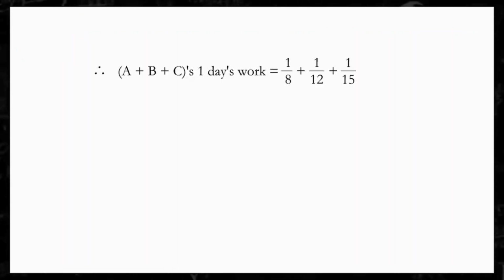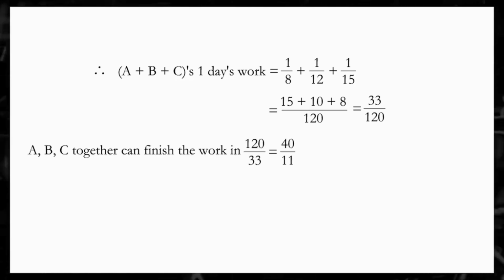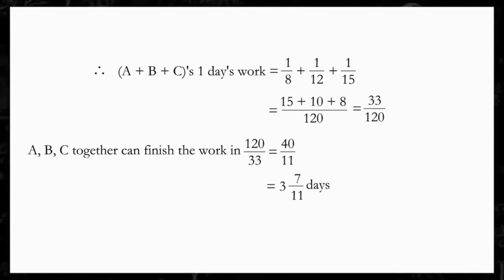Therefore, A plus B plus C's 1 day's work is equal to 1/8 plus 1/12 plus 1/15, which is equal to (15 plus 10 plus 8)/120. This is equal to 33/120. A, B, C together can finish the work in 120/33, which is equal to 40/11, which is equal to 3 and 7/11 days.